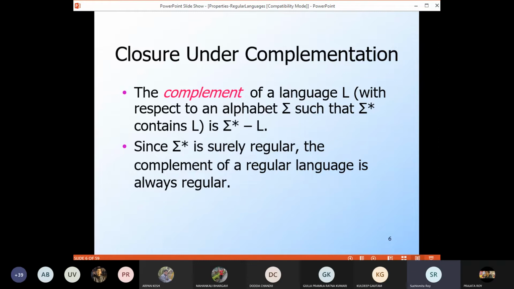So every string which does not belong to L but belongs in the universal set is part of the complement. So that is how we define the complement operation. All strings which do not belong to L but which are from the universal set.